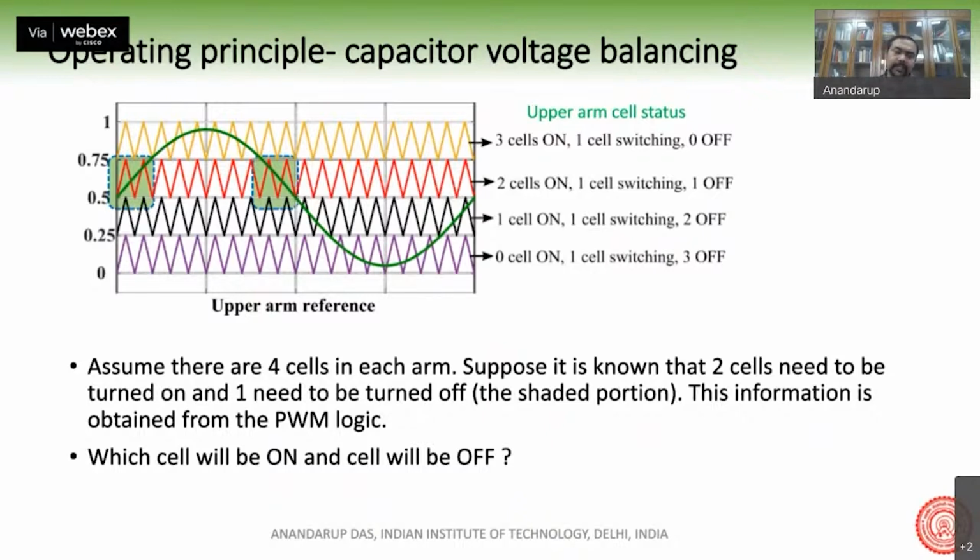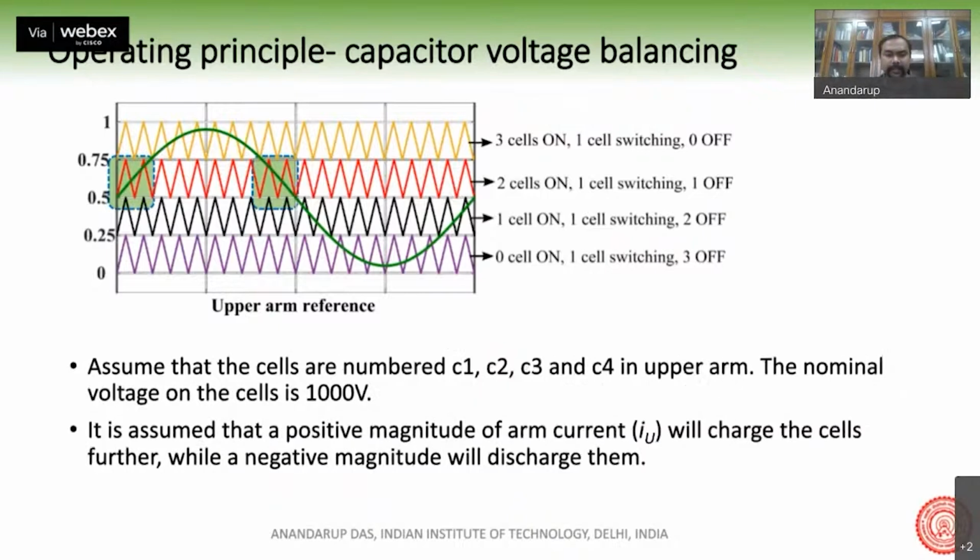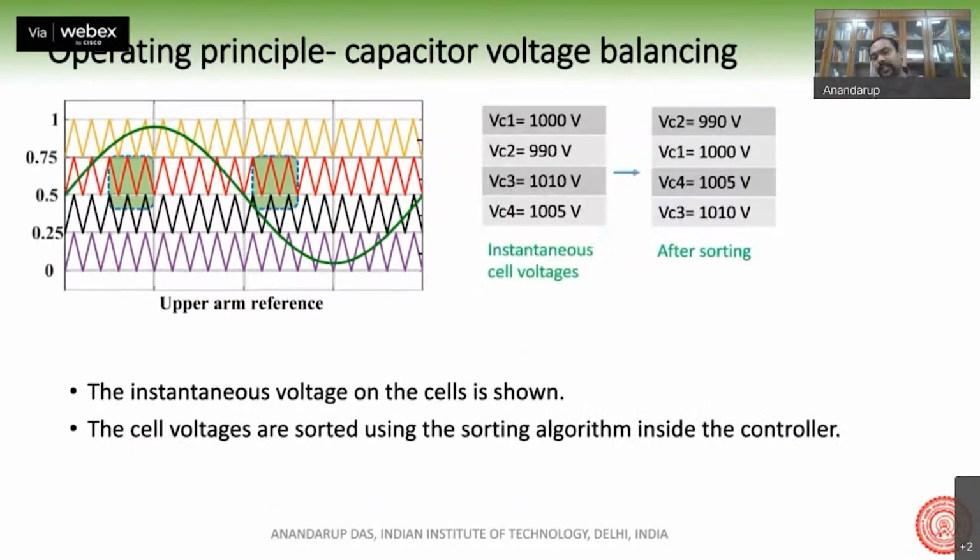If we know beforehand that the direction of the current is going to discharge the capacitors, then we will put in the capacitor which has more charge, and we will take out the capacitor which has less charge. So in this way, by sometimes inserting the capacitors and sometimes taking them out, we can make sure that all the capacitors have the same value of voltage over a certain period of time. So this was taken as an example. We had shown an example by which it was possible to do so.